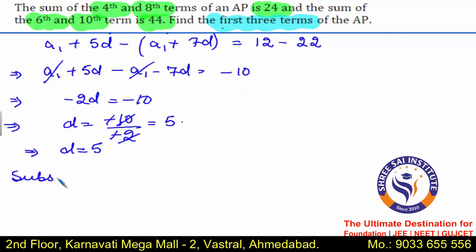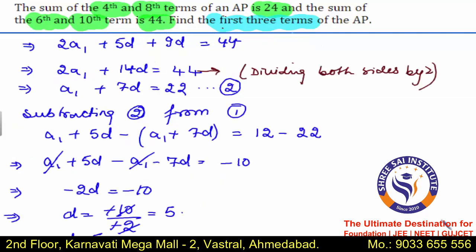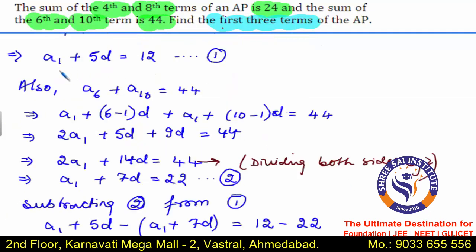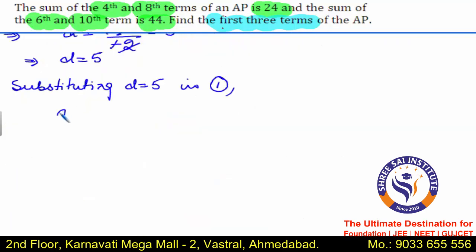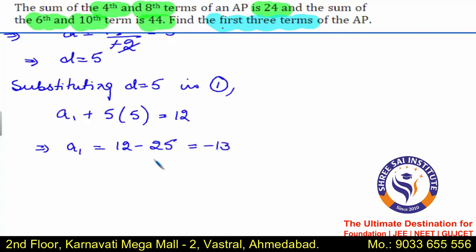Now, substituting the value of D is equal to 5 in equation 1 or in equation 2 to get the value of A1, let us put it in equation 1, which is A1 plus 5D is equal to 12. The value of D is 5. This is equal to 12. This implies that A1 is equal to 12 minus 25, which is equal to minus 13. This implies that A1 is equal to minus 13.